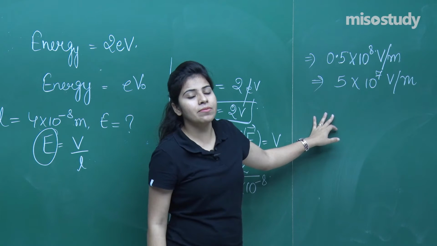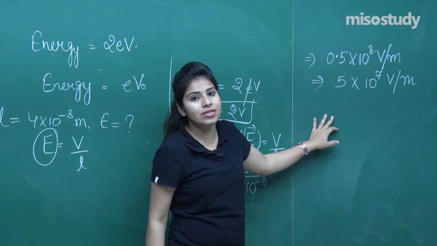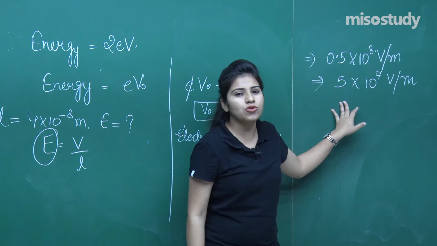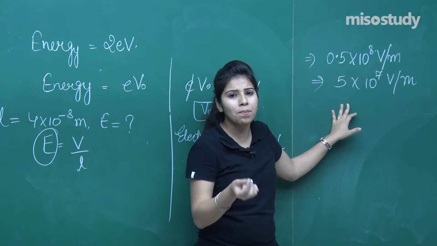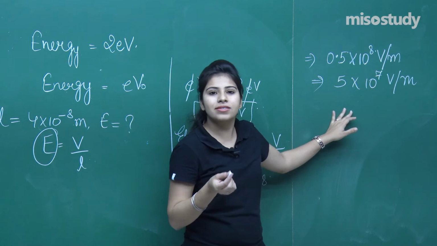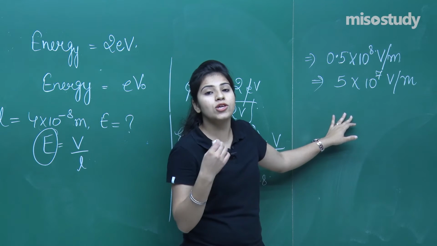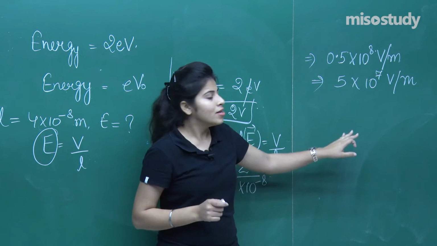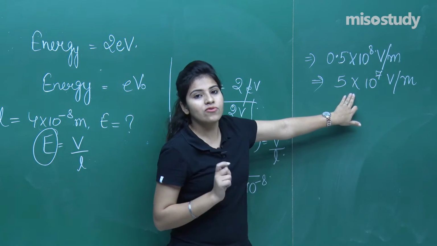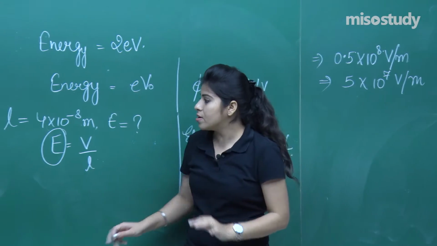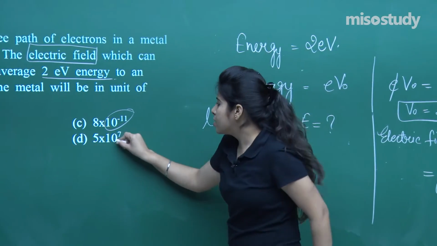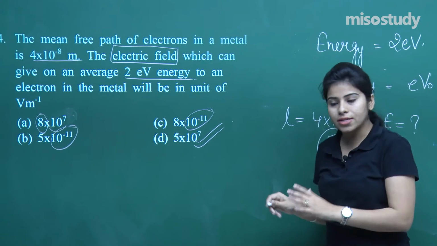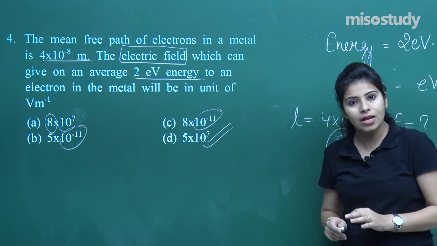I think you are pretty intelligent and you can understand what we have done. I know you will be saying, ma'am, this is a very simple thing that you are telling us. But it is my duty to tell you and make you aware. That is why I am here. So we have our answer as 5 into 10 raised to the power 7 volt per meter. That means the D option is the correct answer.